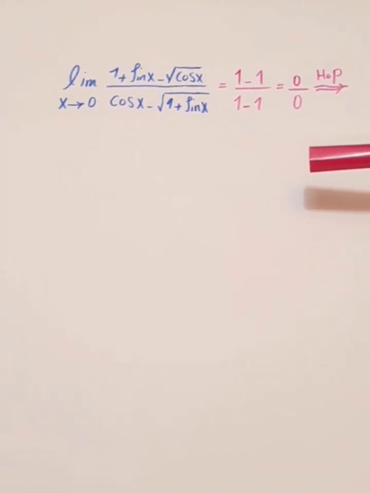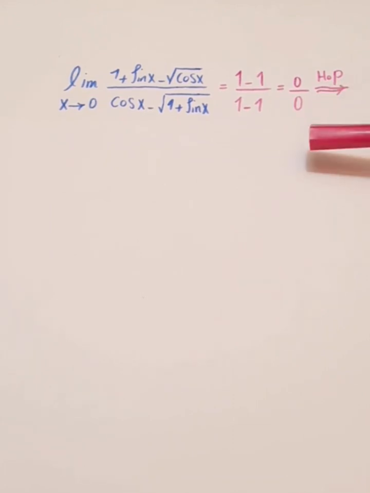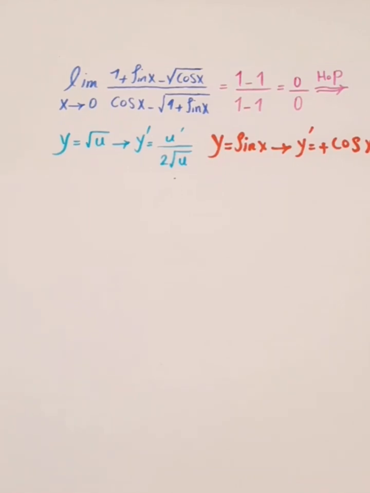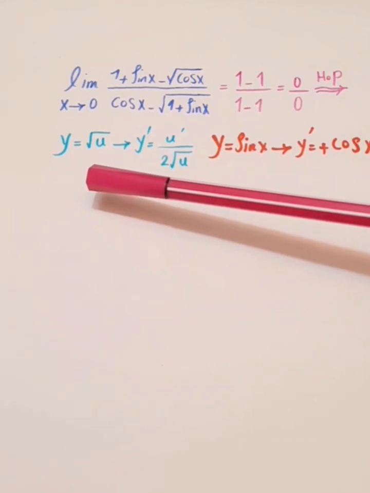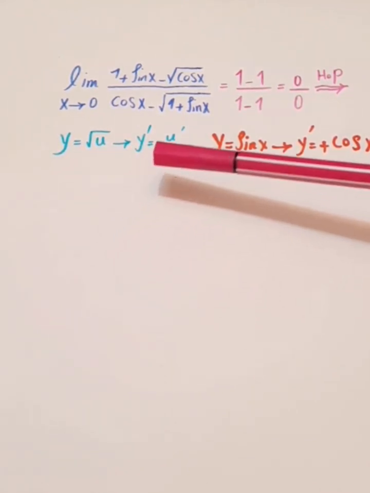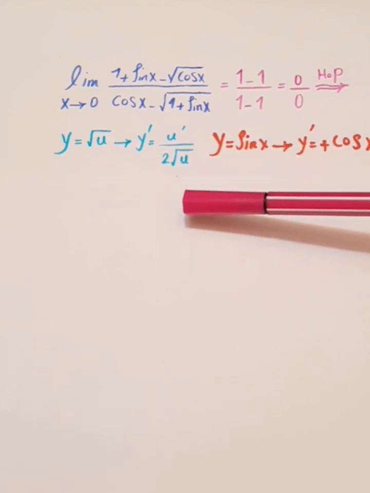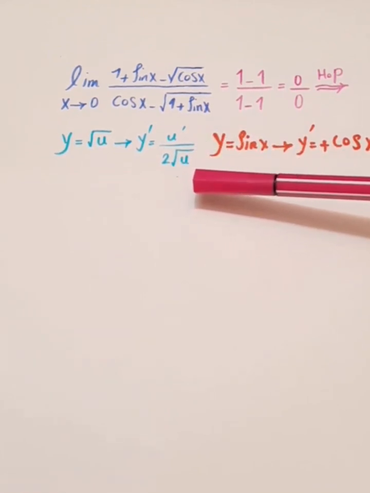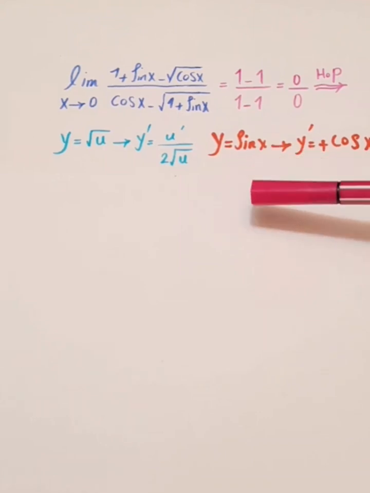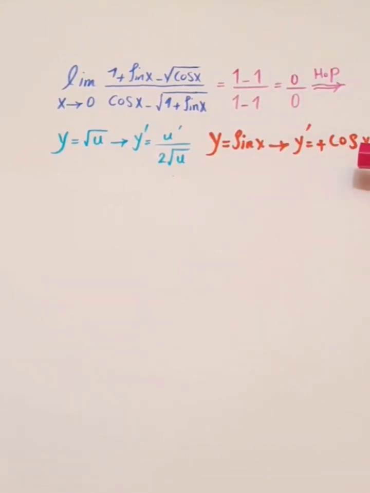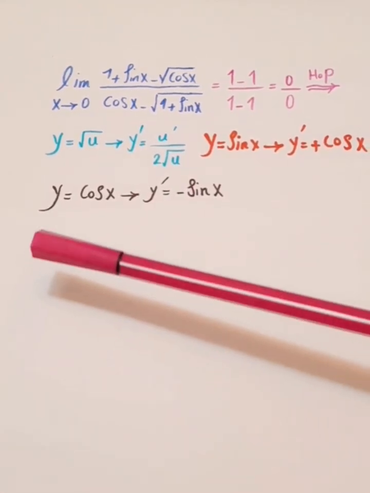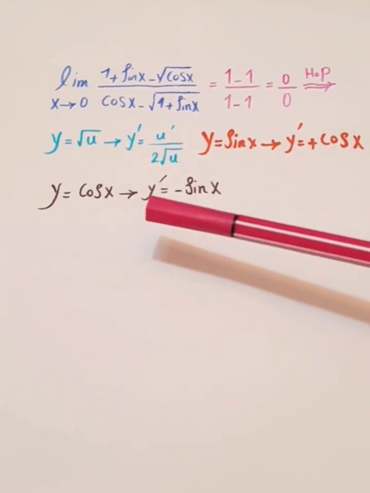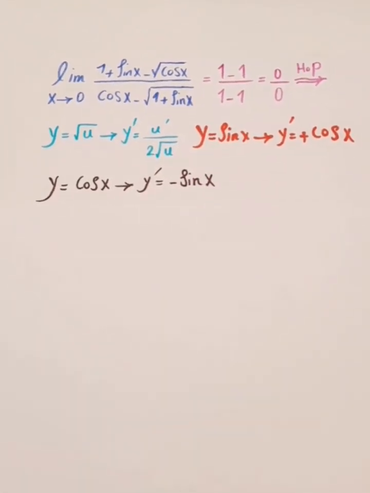If you don't know that, I put the link of that video in the description. You can check it if you want to watch. And let's continue. If you have y equal the square root of u, then y prime will be equal to u prime over 2 times the square root of u. If you have y equal sine of x, then y prime will be equal cosine of x. And the last one is, if you have y equal cosine of x, then y prime will be equal minus sine of x.